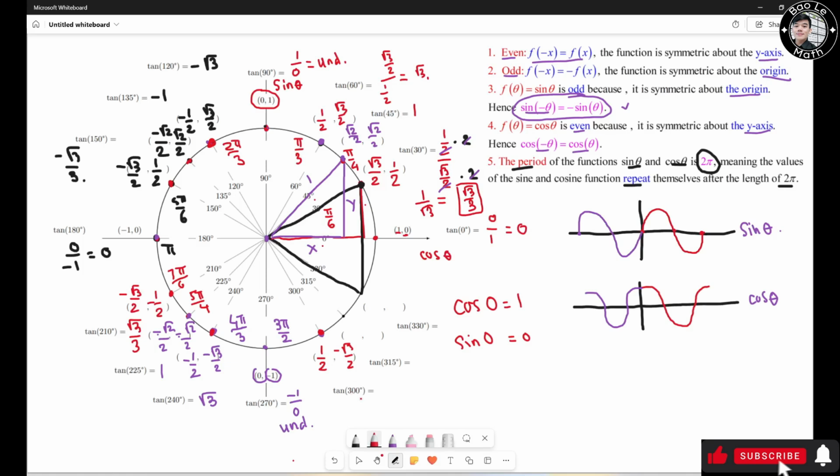Now tangent of 5 pi over 6, right? This is 5 pi over 6. It's going to be negative root 3 over 2 divided by 1/2, right? So it should be negative root 3, right?